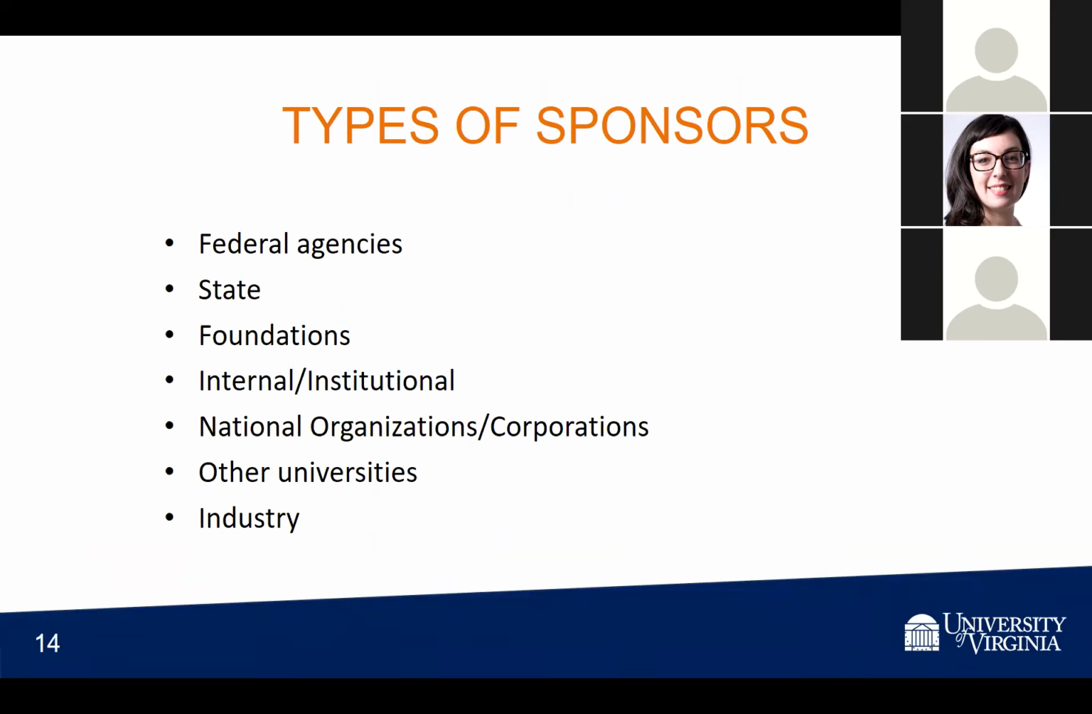So types of sponsors. UVA or other research institutions will get funding from a whole host of different types of groups. So federal agencies, probably most common, the state, or in our case, the Commonwealth of Virginia, foundations. Think of the Gates Foundation or smaller medical foundations. I was looking at an award from the Cystic Fibrosis Foundation the other day. There could be internal or institutional funding. There's also national organizations or corporations, American Heart Association, other universities.